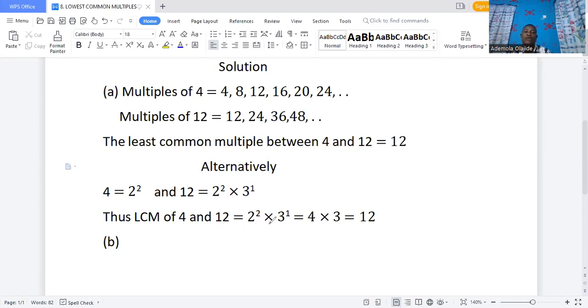It will be 2 to the power of 2 times 3 to the power of 1. And 2 to the power of 2 is 2 times 2, which is 4. 3 to the power of 1 is 3. So 4 times 3 is 12. So we still get the same answer as we got here.